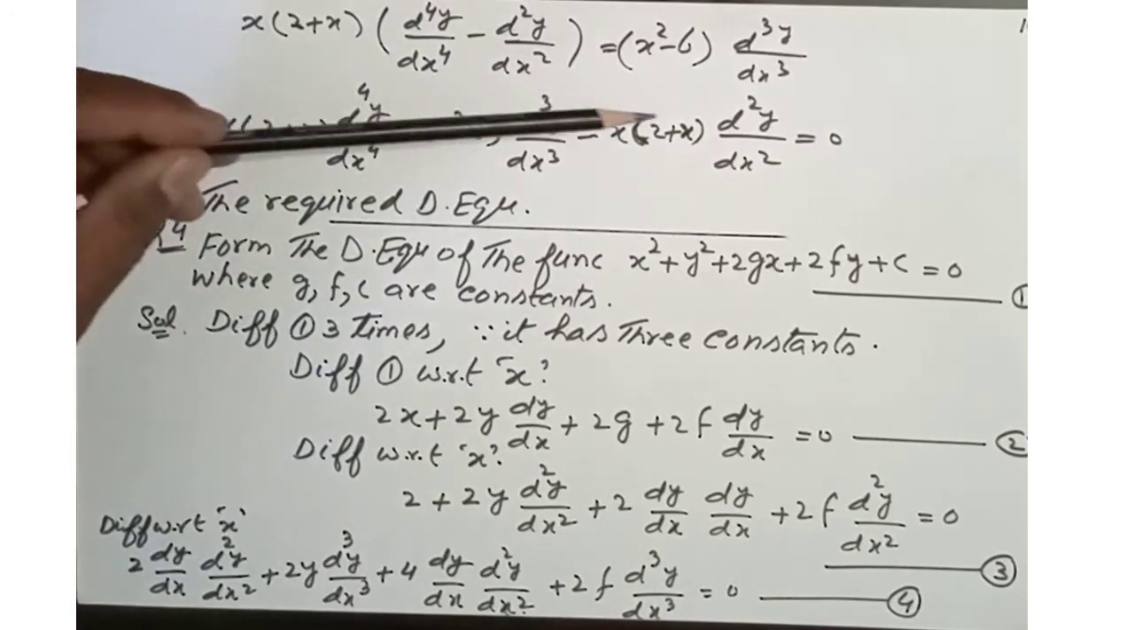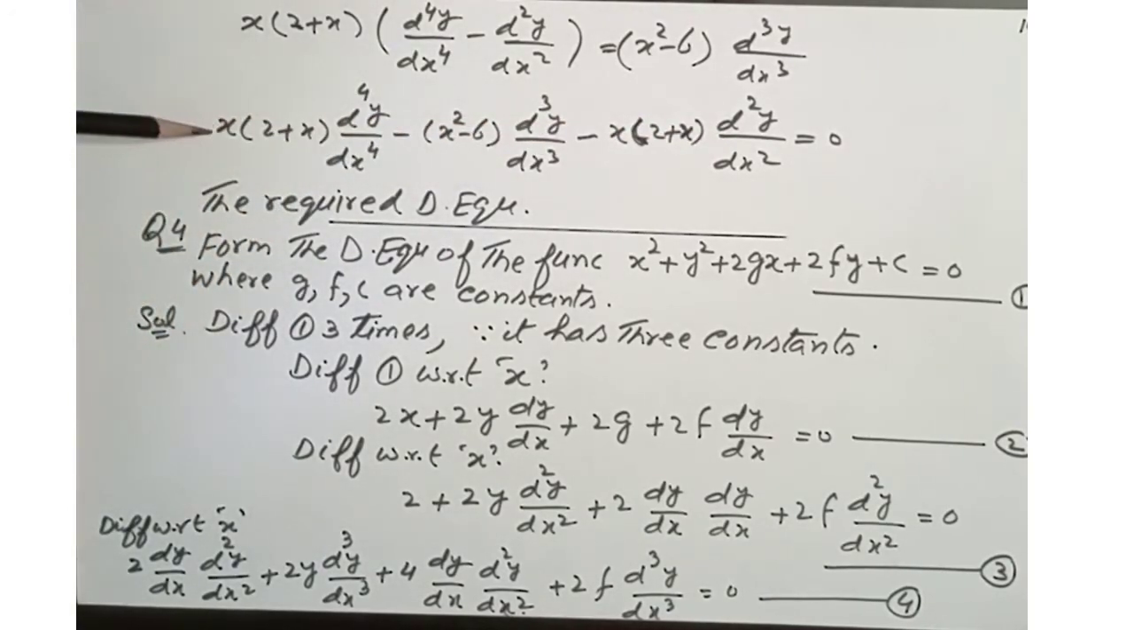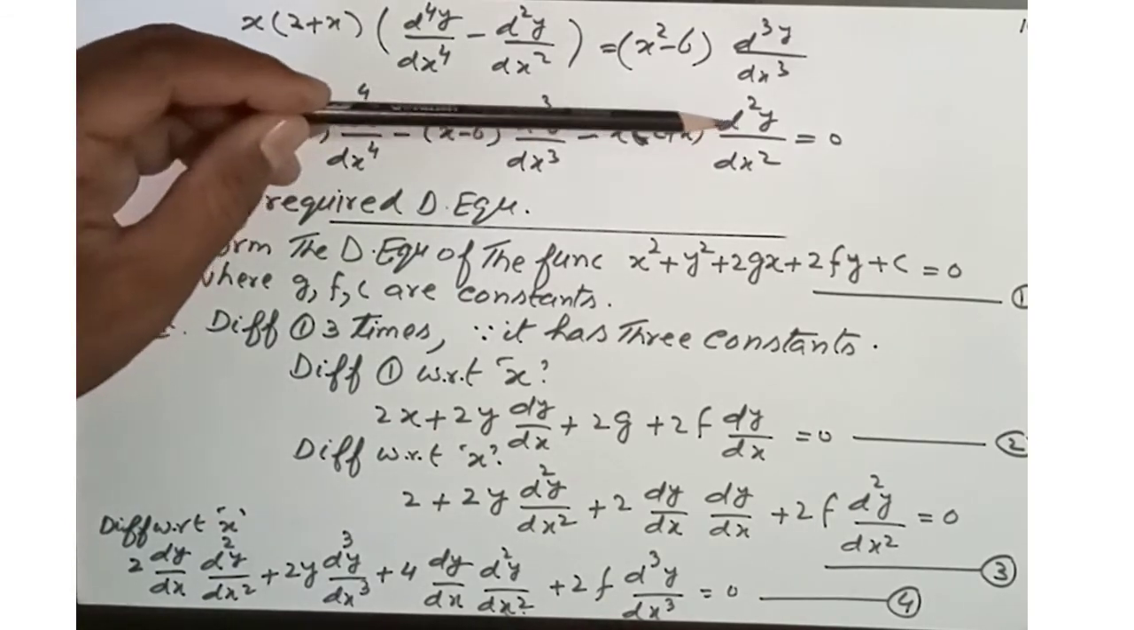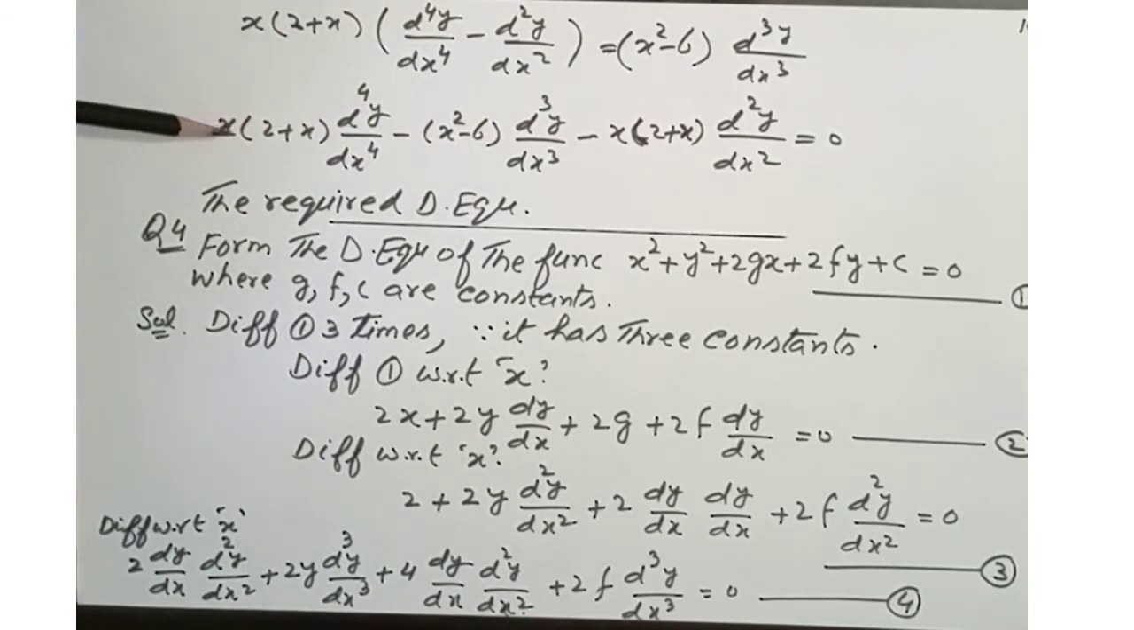This term contains no arbitrary constant. We had 4 arbitrary constants. They are eliminated from this equation. So this is the required solution of the given equation.